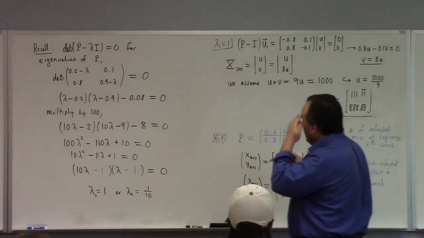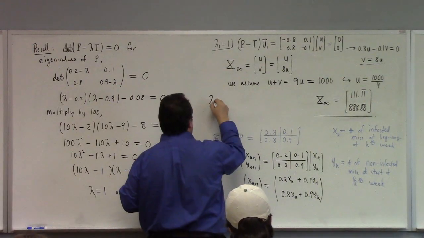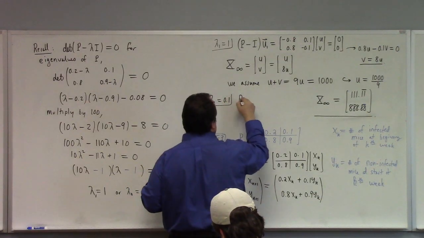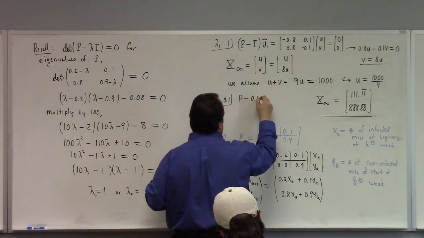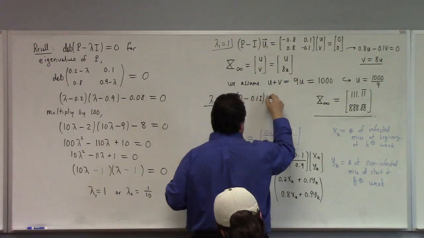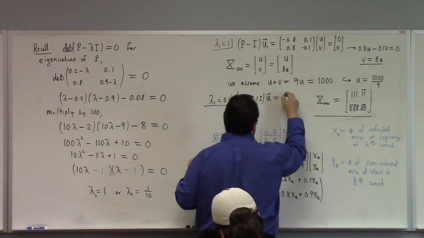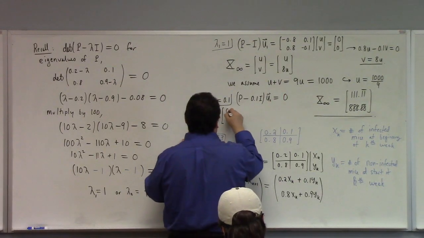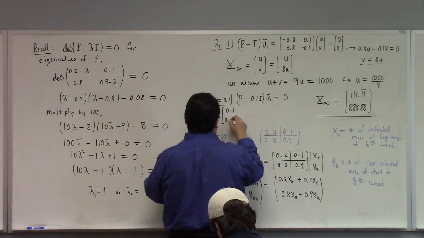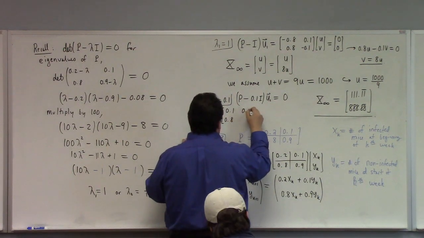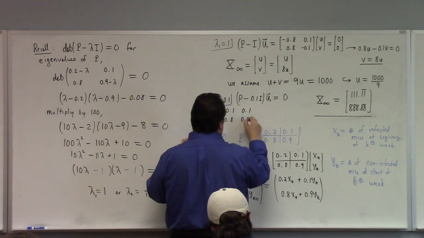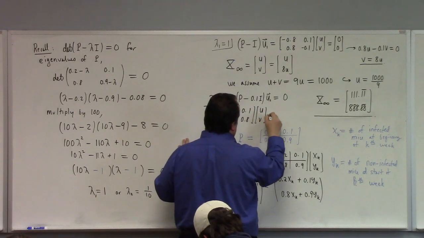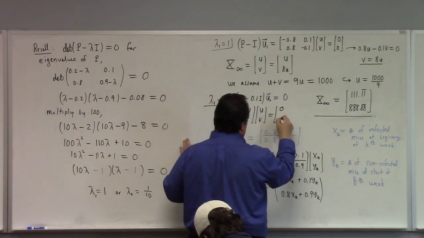Okay, so how about the other eigenvector? Lambda 2 equal to 0.1. So we're looking at P minus 0.1 times the identity matrix times U2 equals 0. So that is, let's see here, 0.1, 0.8, 0.1, 0.8, times u, v. So I use the u and the v as like disposable variables here, guys.